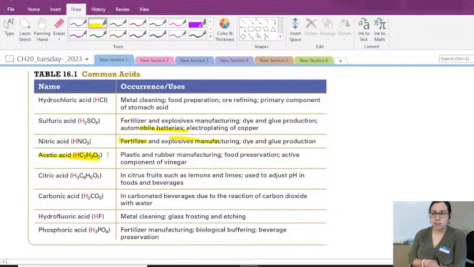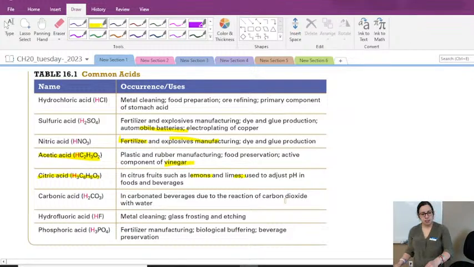Acetic acid, so who knows what acetic acid is again? Vinegar. So it is vinegar. Your household vinegar is very, very dilute acetic acid. It can also be used in food preservation, of course, and different sorts of manufacturing. Citric acid, so we mentioned that's used in candy making, but it's also, of course, the acid found in lemons and limes. It's also used to adjust the pH in foods and beverages. You often see citric acid as part of your foods and drinks.